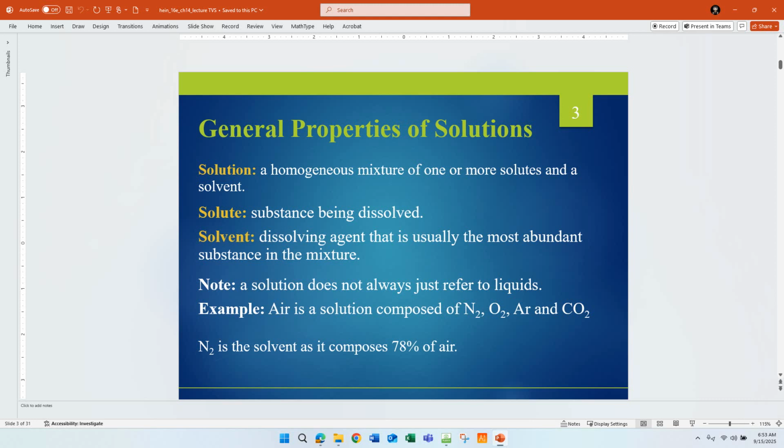It's not just always liquids either. Air is a solution that's composed of various different gases. Brass is a solution that in the liquid form is a mixture of various elements to get brass. So don't always think that solutions are just liquids.